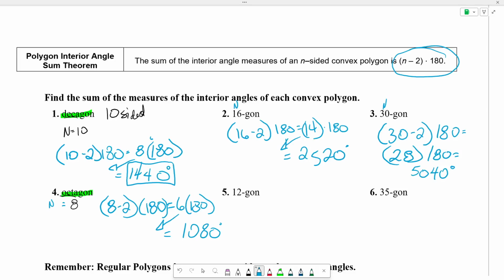My 12-sided polygon, 12 minus 2 times 180. So that's going to be 10 times 180, or 1,800. Here, 35 minus 2 times 180, which will give me 33 times 180.